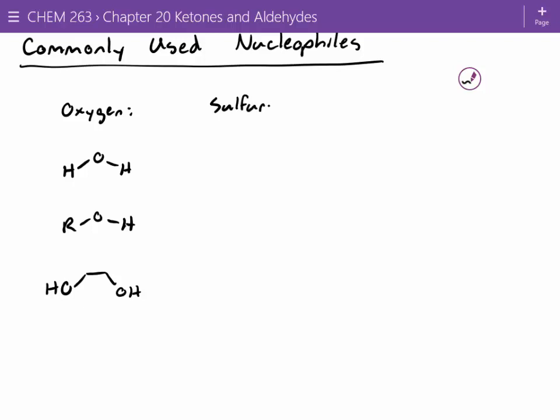The next one are sulfur nucleophiles. You can have H2S, which is a gas. It's somewhat poisonous, but it works. Or you can work with dithiols, and again, these are commonly used as protecting groups.